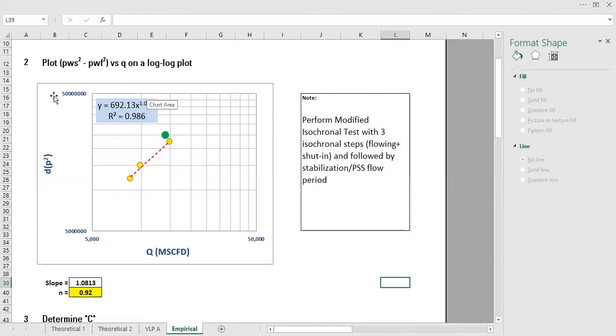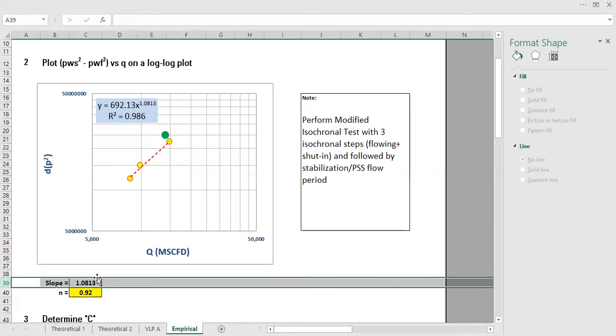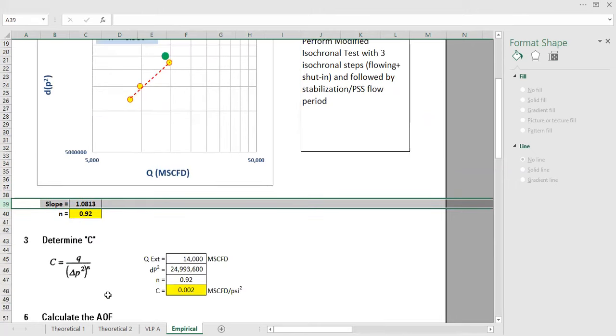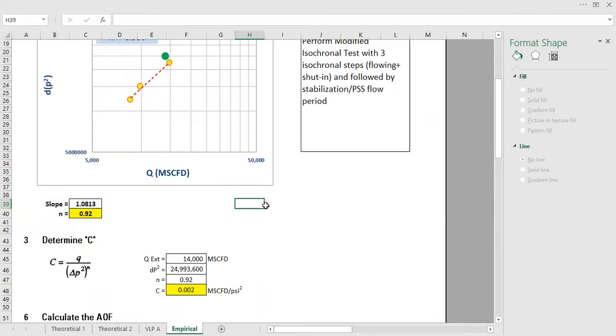Because here we plot by using log-log plot, right? You can change it to linear equation, but we will skip that. This is the practical way to do that. So actually the power 1.0813 actually is the slope, okay? The slope of this equation. So the equation is like this: the flow rate equals C multiplied by (PWS squared minus PWF squared) powered by N.